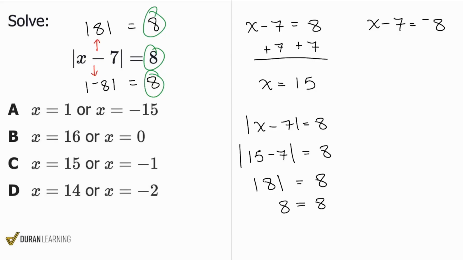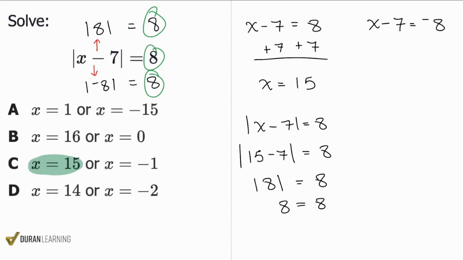And if you're pressed for time, like you're taking a standardized test, the only answer that has x equals 15, not negative 15, but x equals 15 is answer choice C. So you can tell immediately what the correct answer is if you didn't have enough time to solve for both.